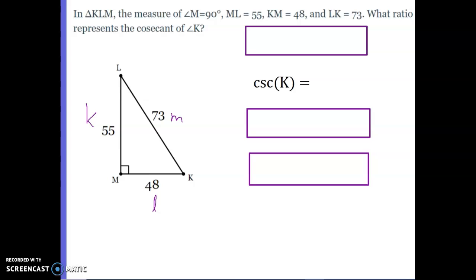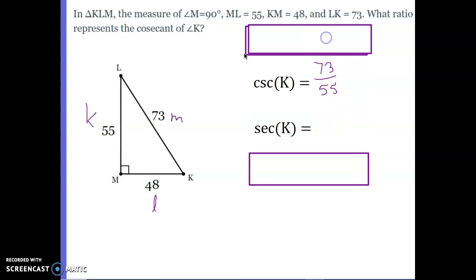All right, so let's think for a minute. Cosecant is the reciprocal of sine. Sine was opposite over hypotenuse, so cosecant must be hypotenuse over opposite. So let's go to our angle K right here, and let's do hypotenuse, which is here, over opposite, which is the across from, which is here. So hypotenuse over opposite, 73 over 55. And this one does not simplify, so we have completed that one, 73 over 55.